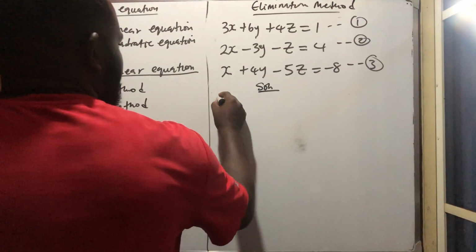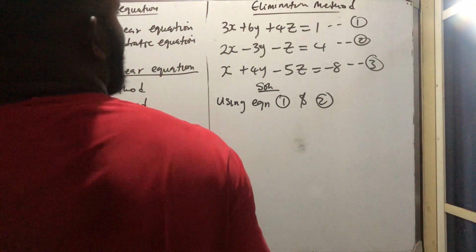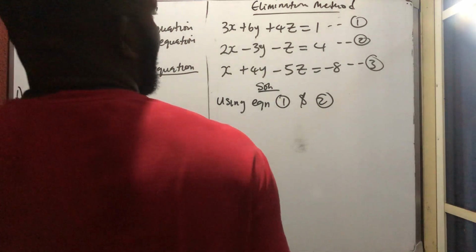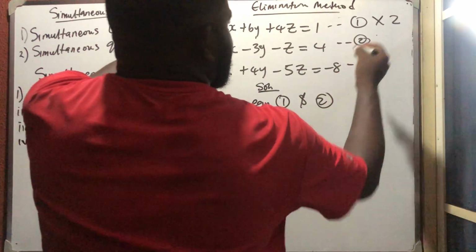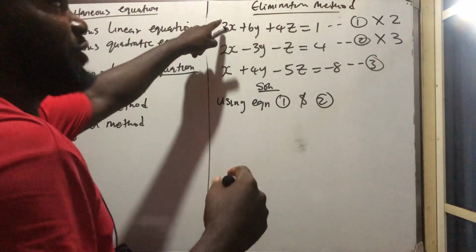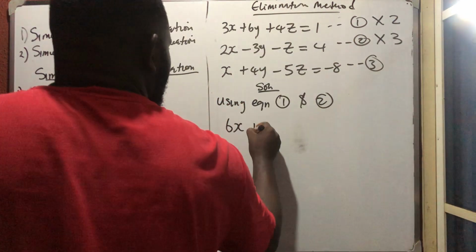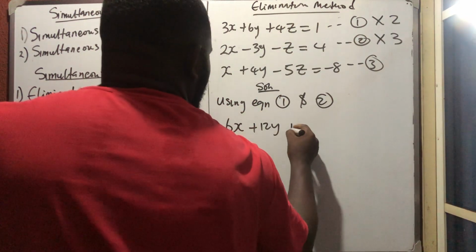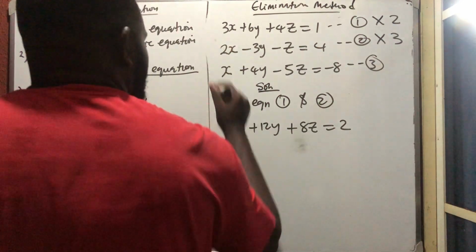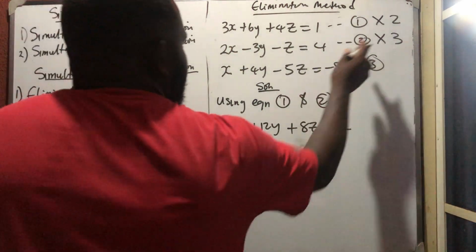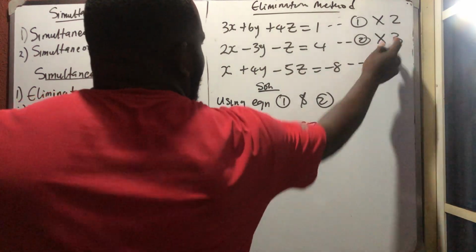So using equation 1 and 2, now we want to eliminate x. The coefficient here is 2, so I will multiply these by that 2. The coefficient here is 3, I will multiply these by that 3. Please, I'm trying to manage my board. So this will give you 6x, this will give you 12y, this will give you 8z is equal to 2. Then this will give you 6x, this will give you 9y, this will give you 3z is equal to 12.